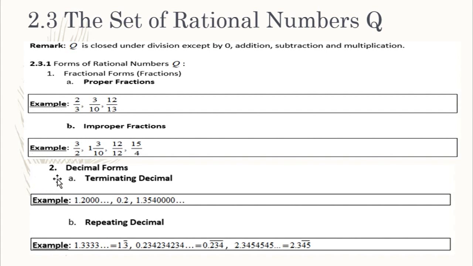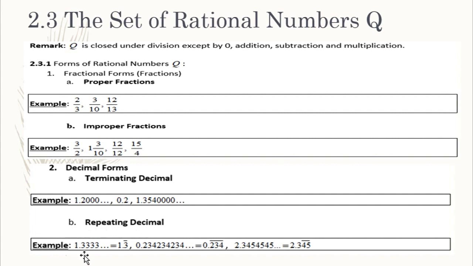Okay, moving on, we have the decimal forms. We have the terminating decimal and repeating decimal. Okay, these are examples of your terminating decimal: 1.2000, 0.2, 1.3540000.